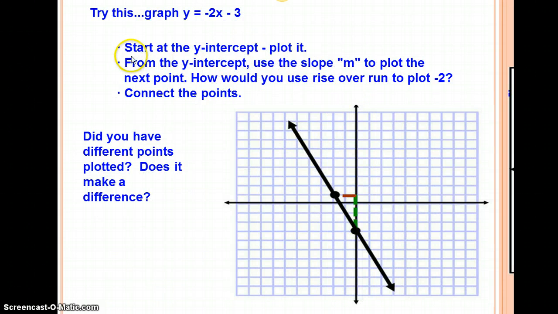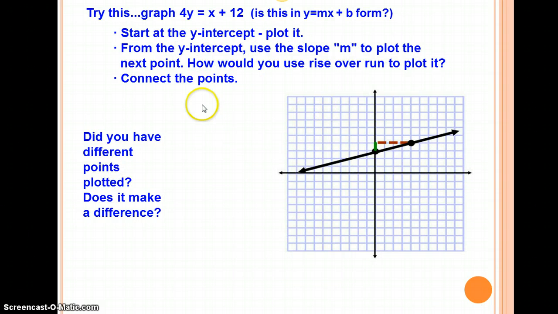Let's try this one. Actually, this is not the example I want to show you because I put the wrong graph. Let's go to the next page. Okay, this one. Let's try 4y equals x plus 12. However, is this in y-intercept form? No, it's not. I need to get that 4 to the right side.